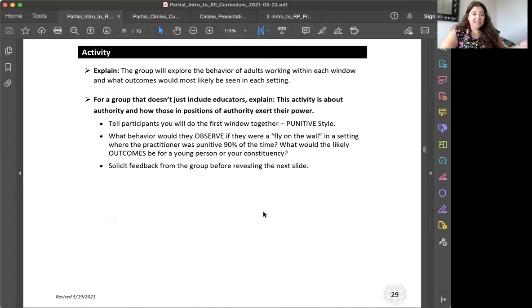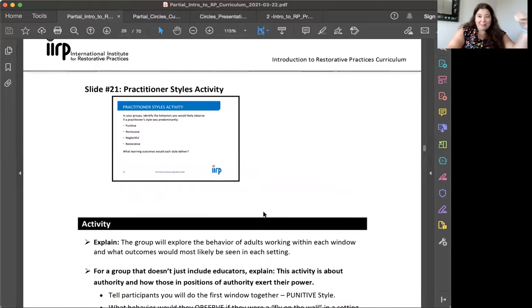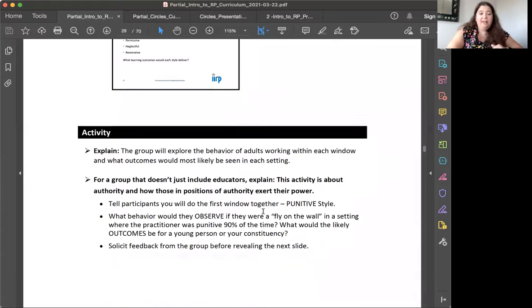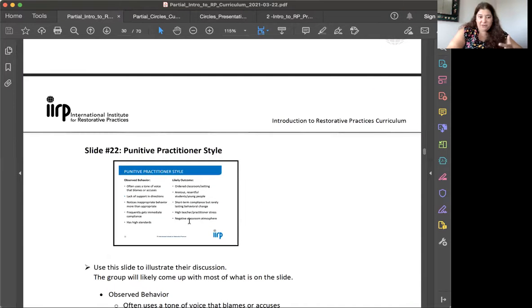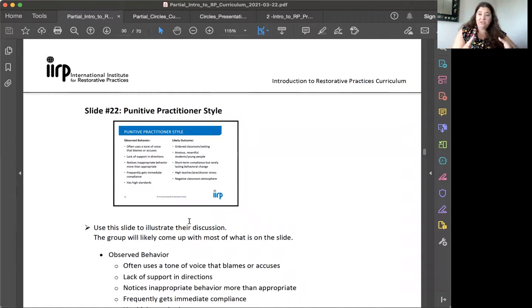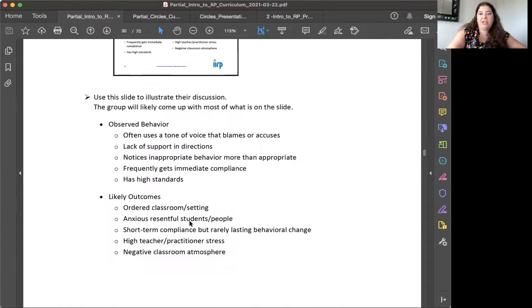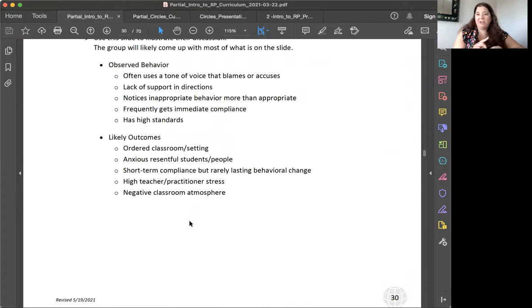And then we get into another activity where we start to take a look at what happens when practitioners are spending an overwhelming majority of their time, 95% of their time, in one of these windows, right? Punitive, permissive, neglectful, and restorative. We do the first one together just to give folks, again, the understanding of the activity. But brainstorm, what would you observe if you were a fly on the wall? And then what would the likely outcomes be? So when I do the training, I do the punitive one together, and then I break folks into smaller groups to do the other 3 and then come back and share out. So if I'm doing it online, I ask people to report in the chat. If I'm doing it live, I'll do some posters around the room so we could just simply do a gallery walk.